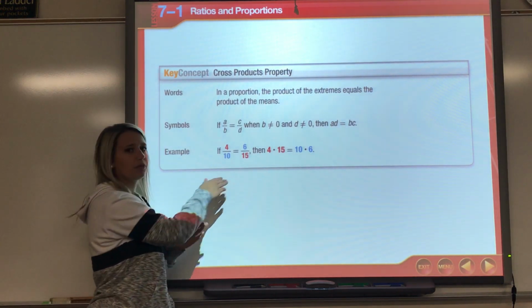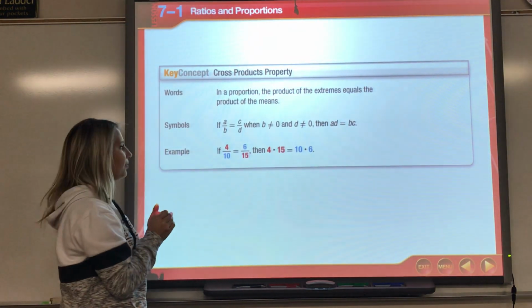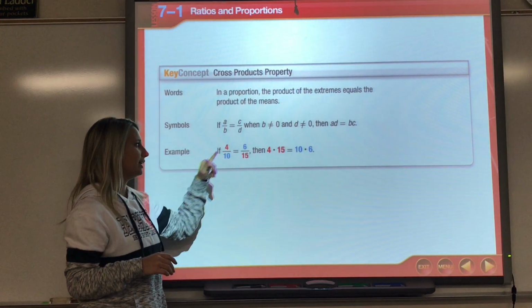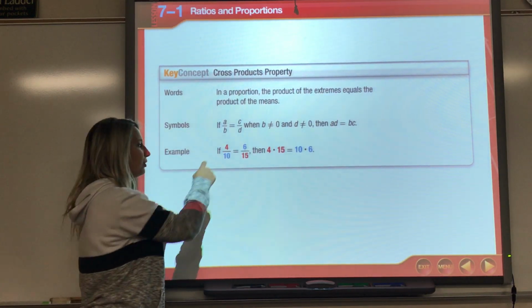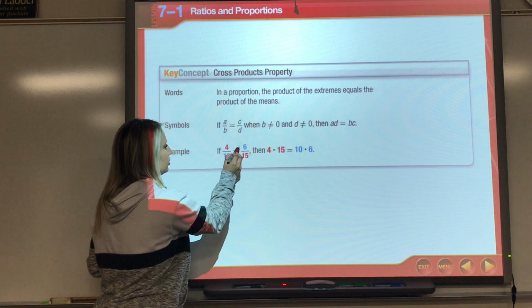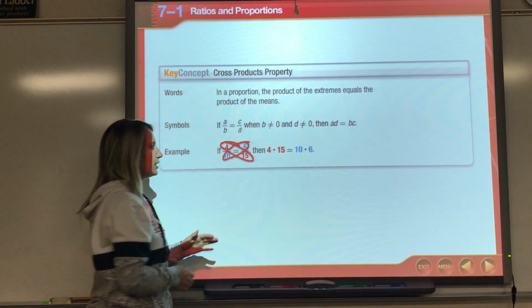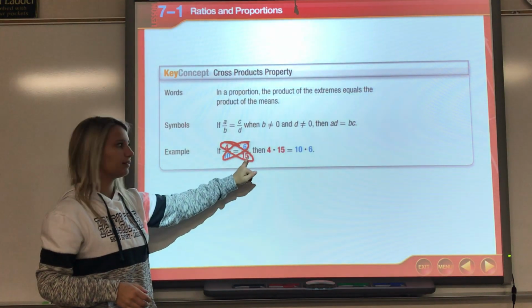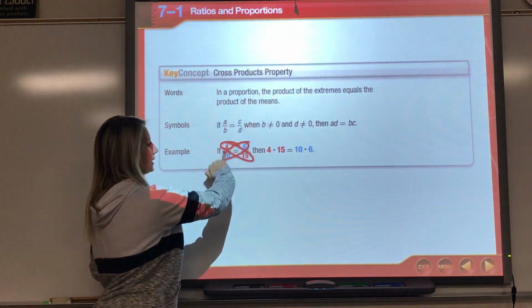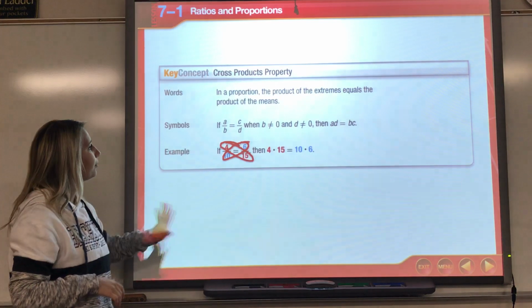So in this example over here, I don't know if you can see it or not, hopefully. So we have 4 over 10 equals 6 over 15. So if we take like the butterflies, maybe you guys call them the crisscrossies, right? So if we take the product of 4 and 15, that'll be equal to the product of 6 and 10. So let's apply that now.